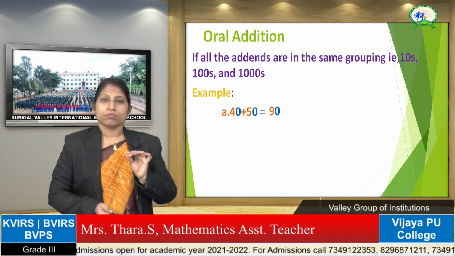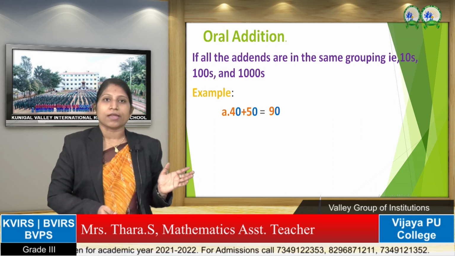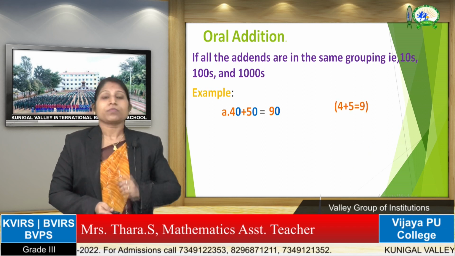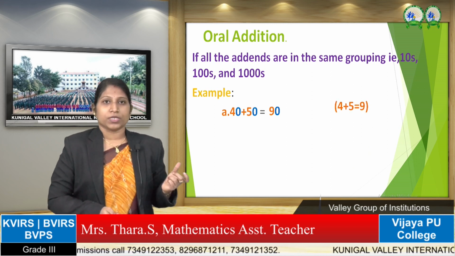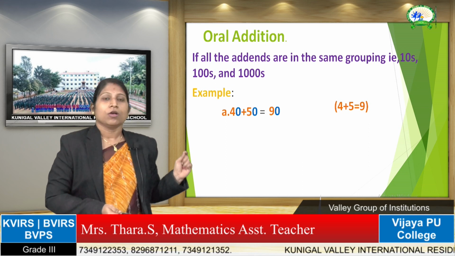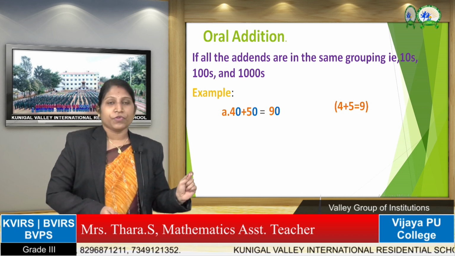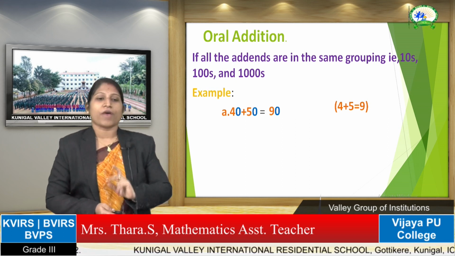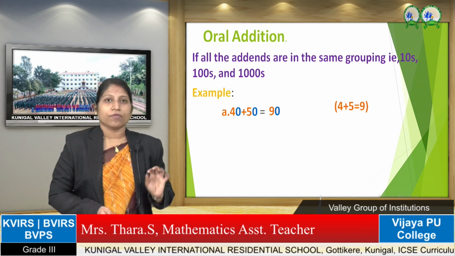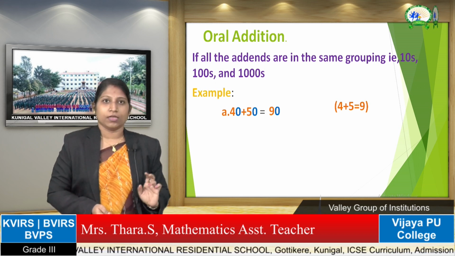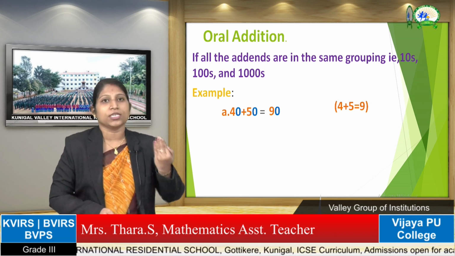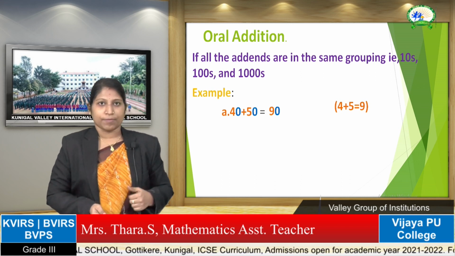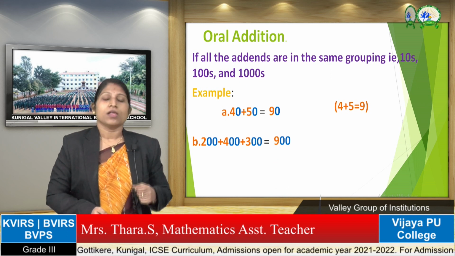Write down 0 one time, because there is one zero. And then you should add the numbers. Which numbers are there? First 4 and then 5. So you have to add those digits. 4 plus 5, 9. 9 you have to write there. 40 plus 50, 90. Like this, orally without arranging in a column, you have to add the given numerals, children.